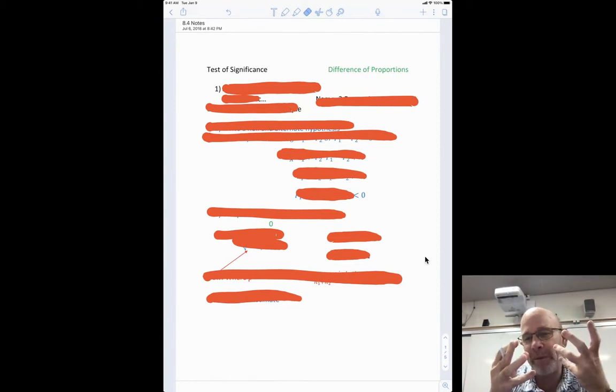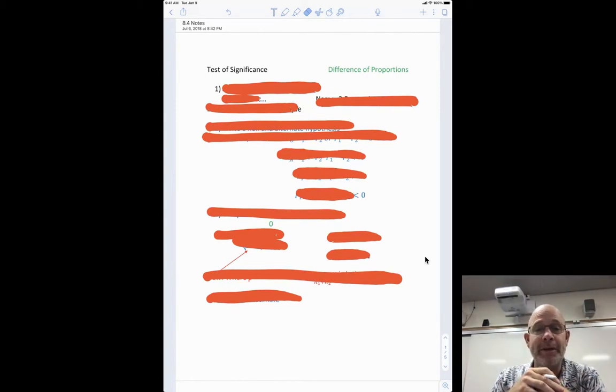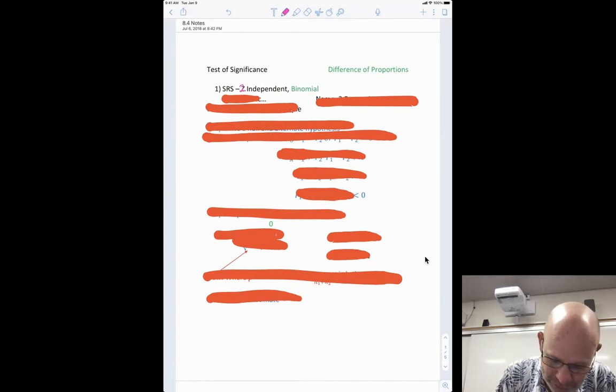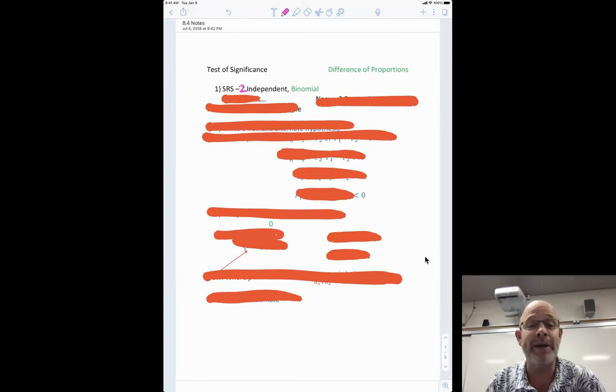Got a couple of mathematical differences, but otherwise it's going to look and feel a lot like the confidence interval for a difference of proportions or the hypothesis test for a single proportion. So this is called a test of significance for a difference of two proportions. These are the conditions: two independent simple random samples. By the way, they're the exact same conditions as for the confidence interval that we did in section 8.2.